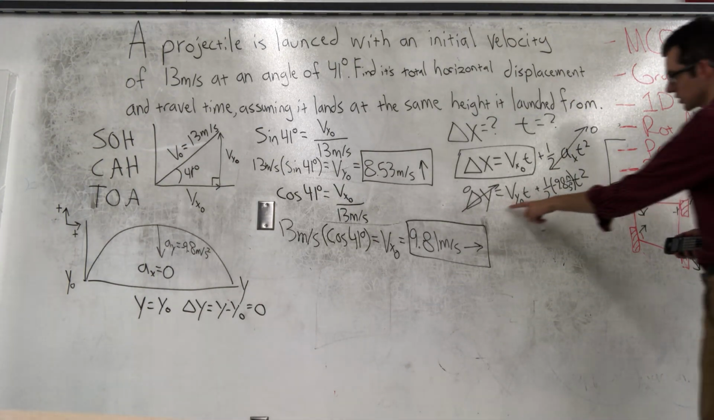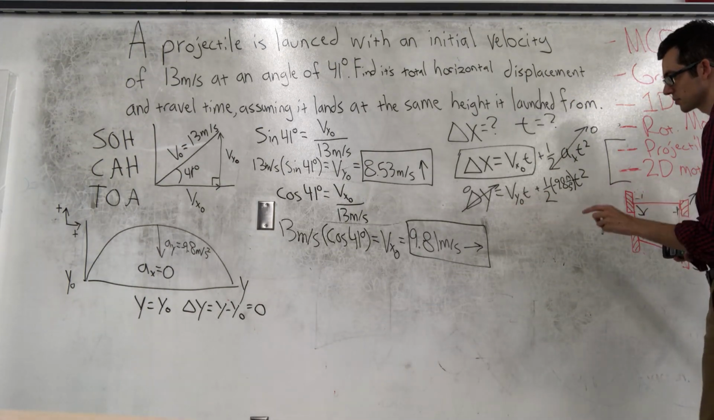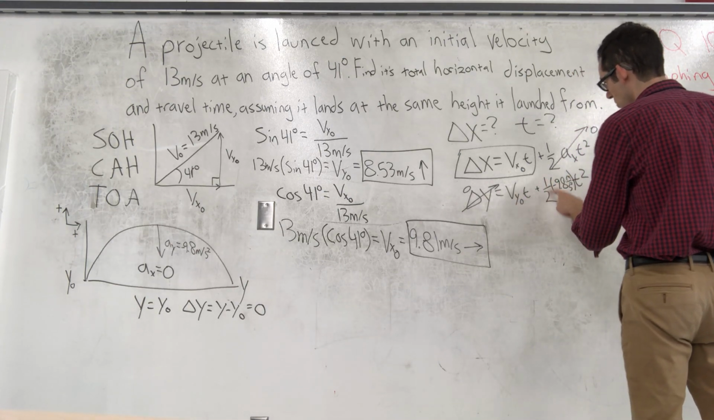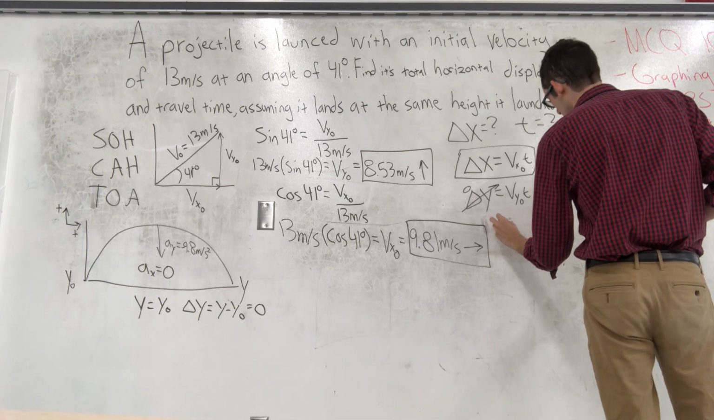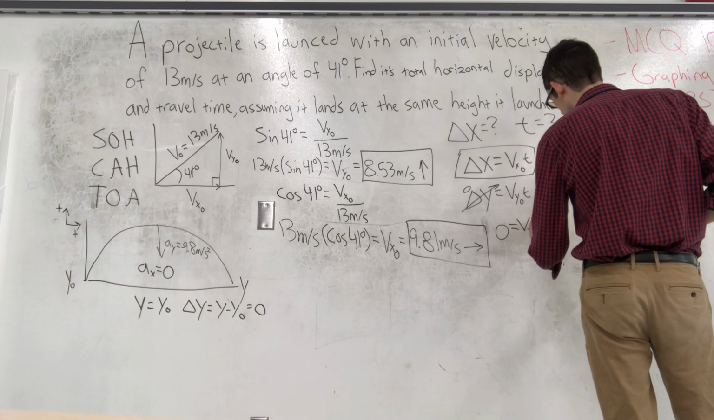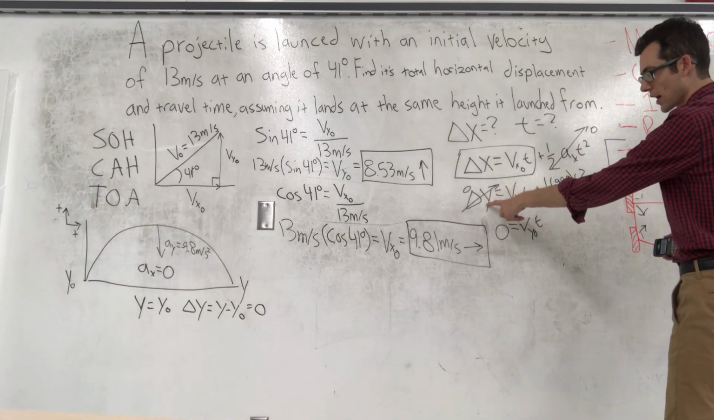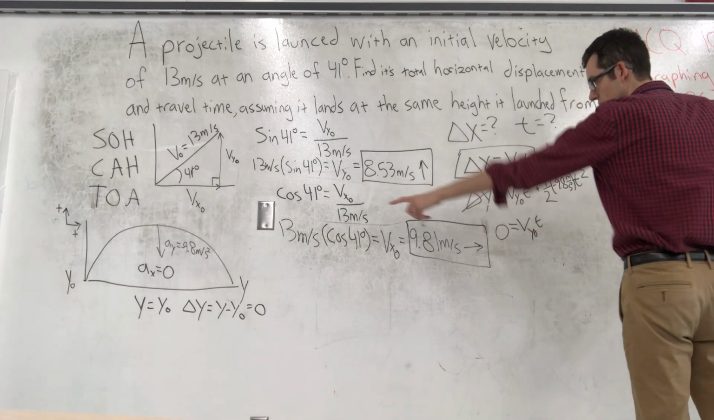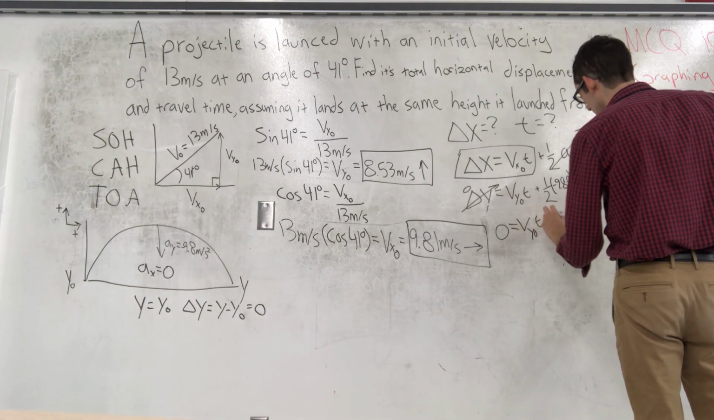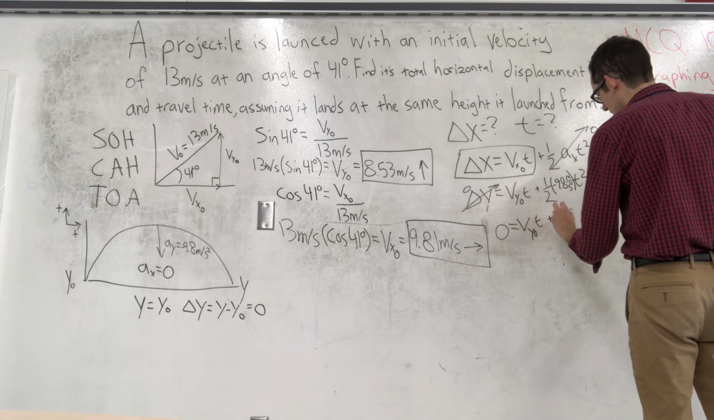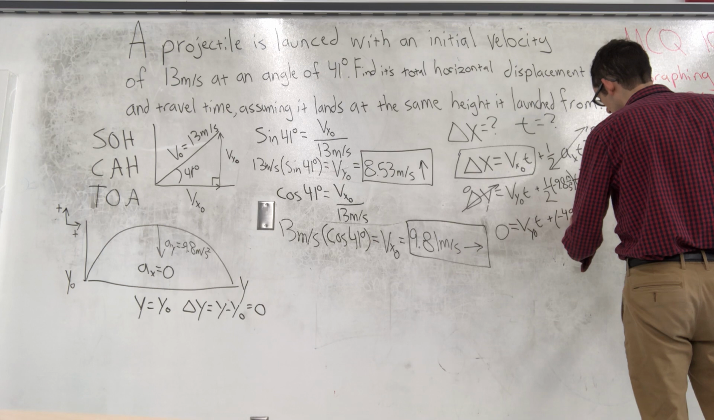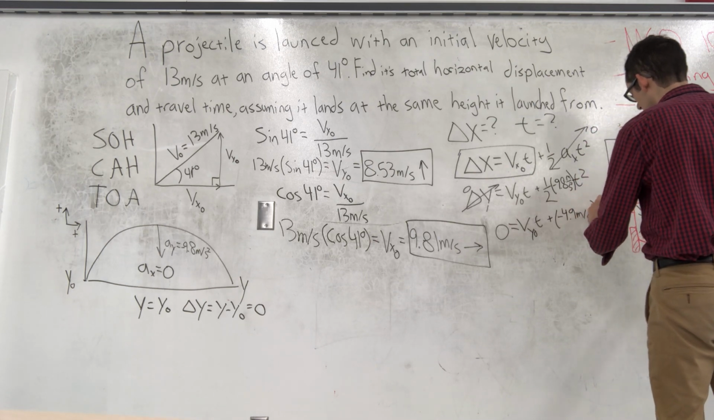All right, so we're going to do a little more work with this y equation to get it simplified down. First, I'm going to go ahead and multiply this out. So 1/2 times negative 9.8. So now we have 0 equals vy initial t. And of course we have 0 because our delta y just became 0. We said that we have no change in height. And then vy initial t plus a negative 4.9 meters per second squared times t squared.